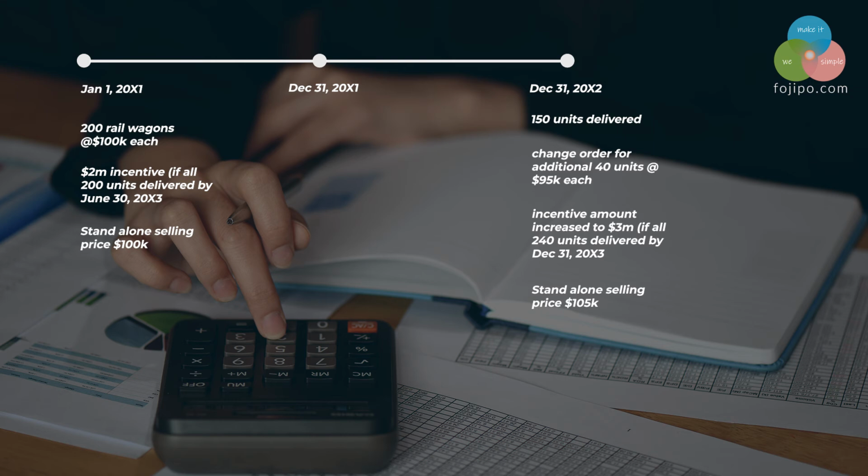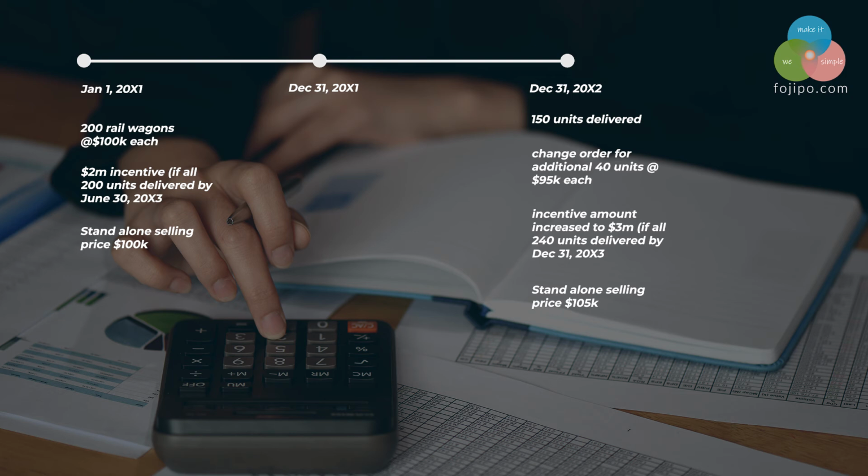Secondly, existing contract will be terminated and a new contract will be created to deliver remaining 90 units. This is because additional 40 units of rail wagons are though distinct, but agreed selling price is not the same as standalone selling price of the rail wagons on the contract modification date. The standalone selling price of the rail wagons on December 31st, 20X2 is 105K, whereas agreed price is 95K.